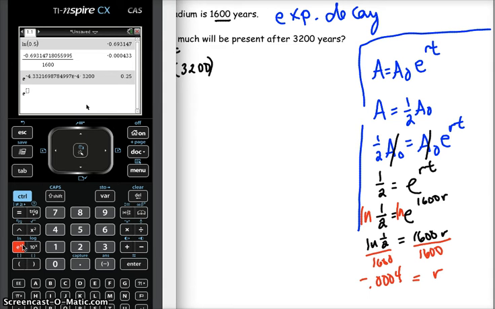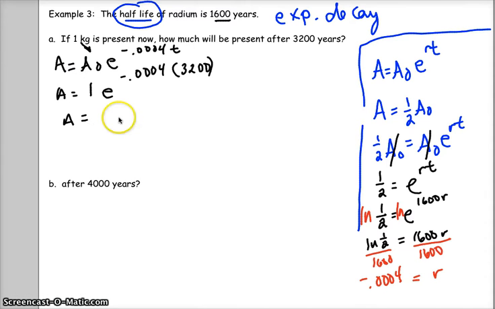I want you to see that if you don't cut and paste the exact value for the rate and just type in negative 0.0004 times 3,200 years, your answer will not be quite as accurate. You'll have 0.278. So do cut and paste your rate in so you'll have a more accurate solution. So we know that that is 0.25 kilograms. And that's our amount after 3,200 years.